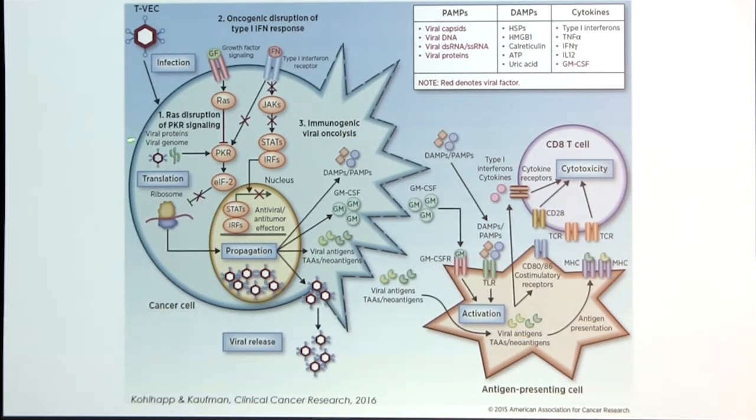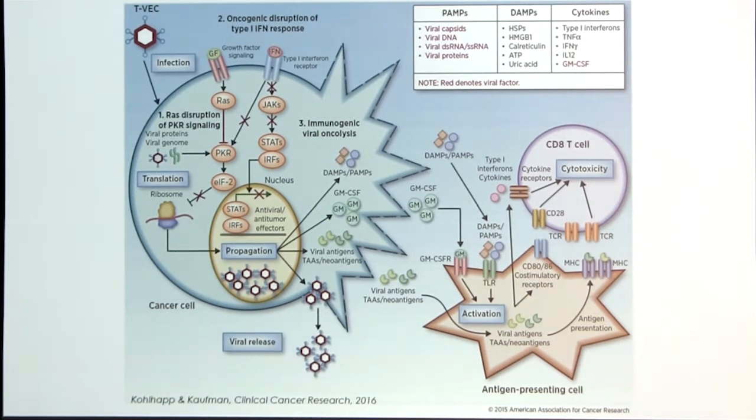So TVEC will enter tumor cells and will replicate in the cells because you will have several alterations in tumor cells that allow replication of viruses. The easiest to understand is this loss of the type 1 interferon response, but you can have other types of pathways that are mutated. So the virus will propagate, and in the case of TVEC will produce GM-CSF, and will induce cell lysis, and you will have production and release of viral and tumor antigens.